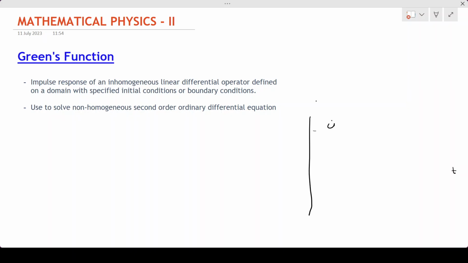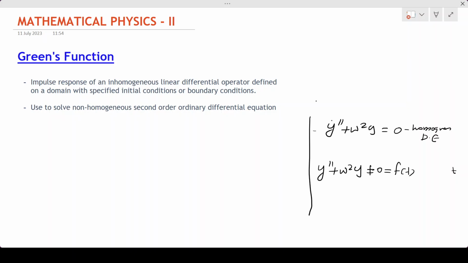If I write an equation y double dash plus omega square y is equal to 0, this particular equation is treated as a homogeneous equation. You can see that on the right hand side of the equal sign it is 0. Now let me take another example, y double dash plus omega square y not equal to 0, or rather it is equal to f of t, for example.